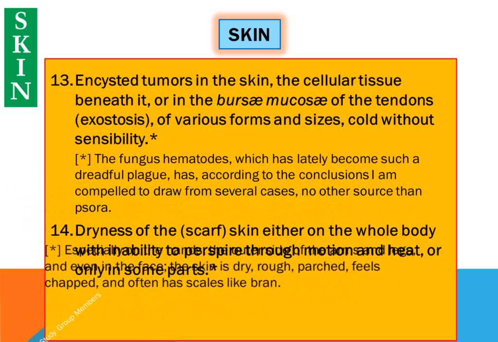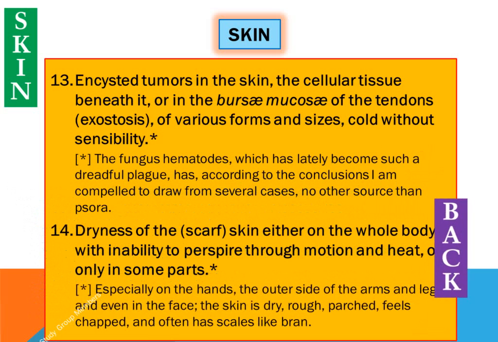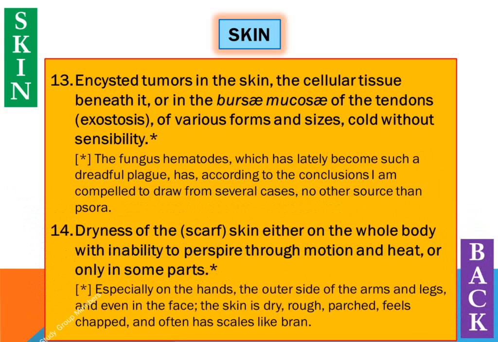Then finally, dryness of the skin, that is scurf, either on the whole body with inability to perspire through motion and heat, or only in some parts, especially on the hands, the outer side of the arms and legs, and even in the face. The skin is dry, rough, parched, burnt, feels chapped, that is dry, and often has scales like bran.